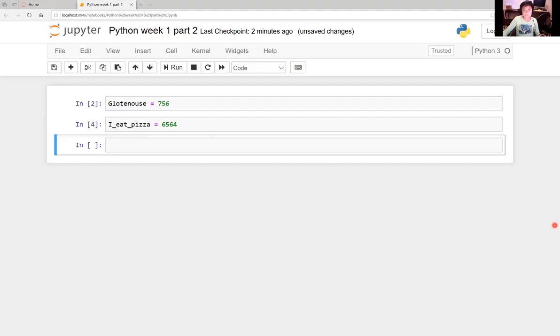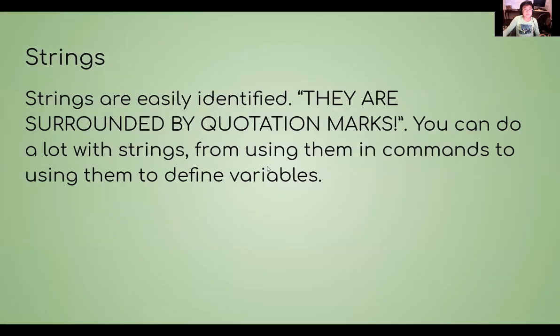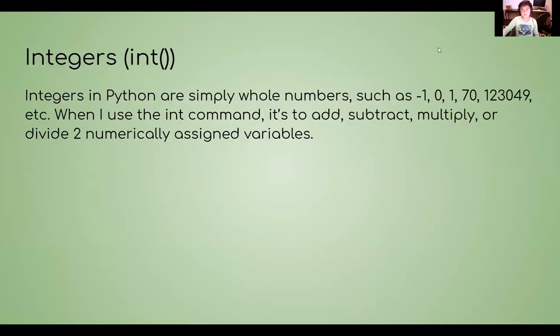So let's go here. Strings. So what are strings? Strings are really easily found because they're always the ones in quotations. So if you see something in quotation, you're gonna be like, oh, it's a string. Even numbers in quotation marks are strings. And yeah, strings are very useful. They can be used in a lot of things, but they can also be defined in variables.